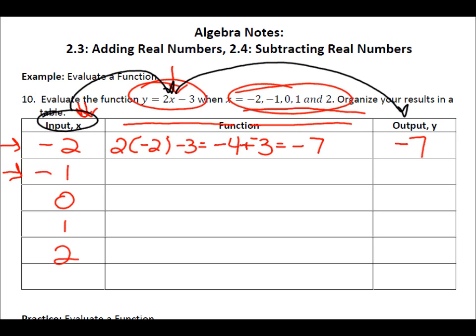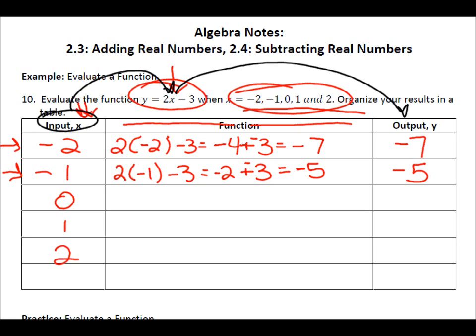So let's do the next one. -1. So I'm going to say 2 times -1 minus 3. 2 times -1 is -2 minus 3. Using our rules, we're going to add the opposite. Those are the same signs, so we add and keep the sign. So when I plug in -1, I get out -5.